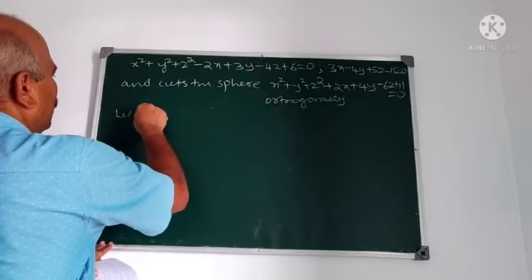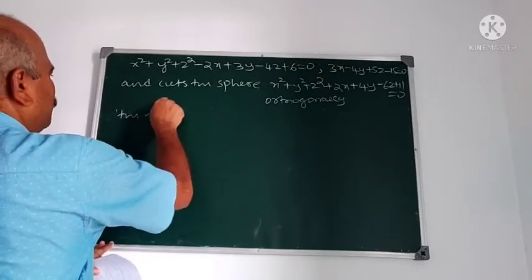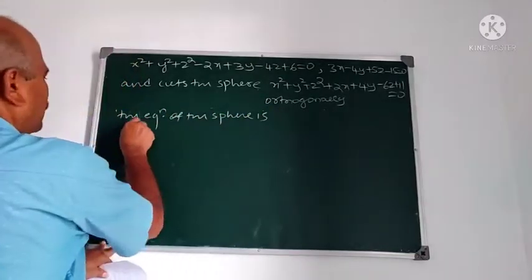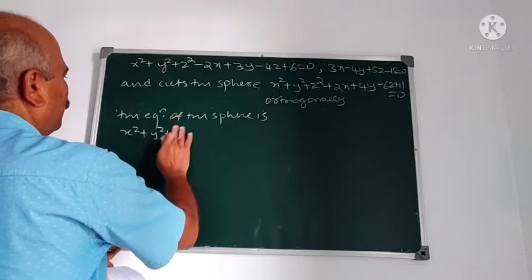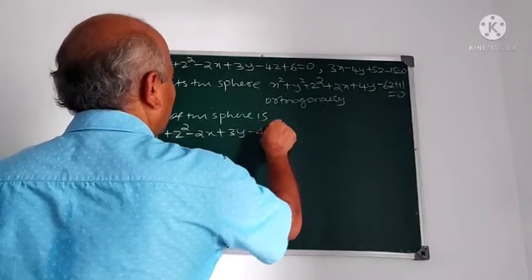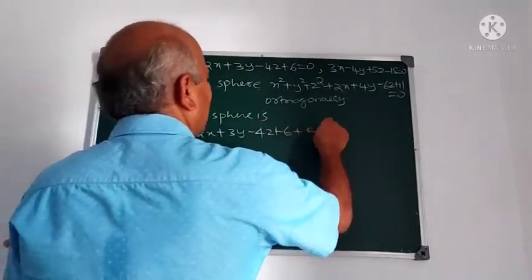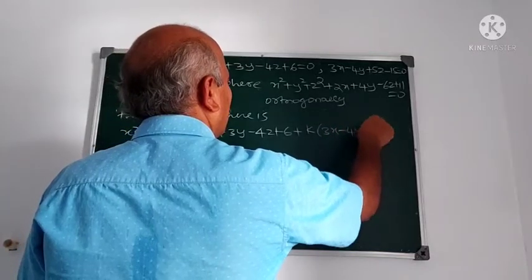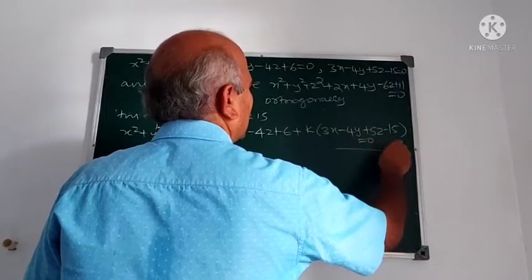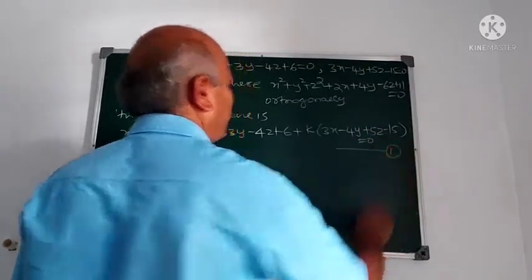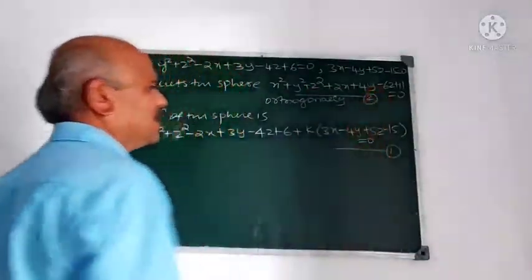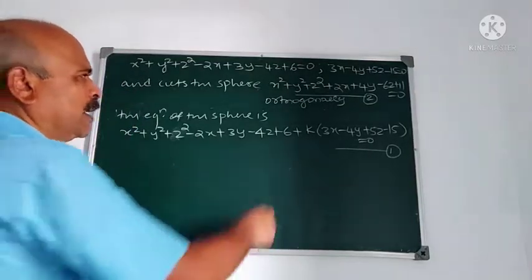Let the equation of the sphere be x square plus y square plus z square minus 2x plus 3y minus 4z plus 6 plus k times (3x minus 4y plus 5z minus 15) is equal to 0. Take this as 1. Now the given equation of the sphere is 2. How to find k?